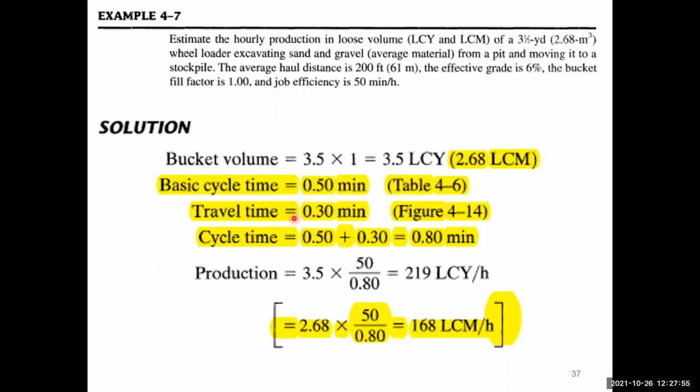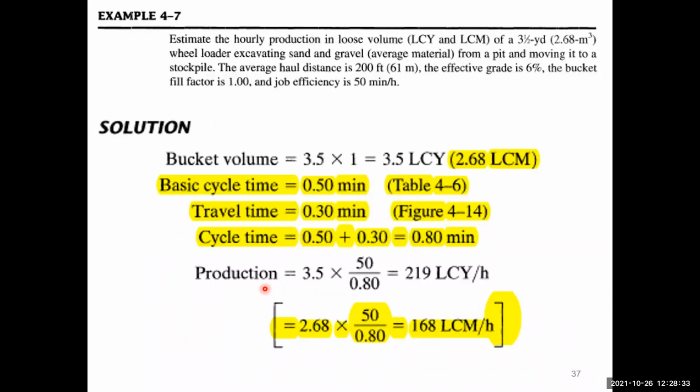In this case, the total travel time is not the time in one direction; it is the time in both directions, in the case of the loader. So the total cycle time in this case is 0.8 minute. Now, 2.68 cubic meter divided by 0.8 minute multiplied by 50, we get the hourly production to be 168 loose cubic meter per hour.